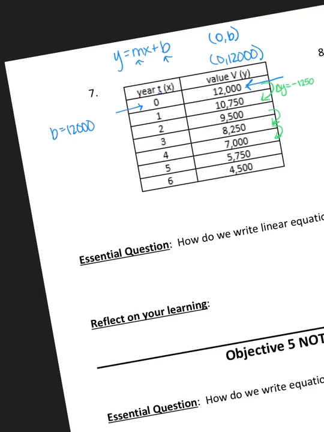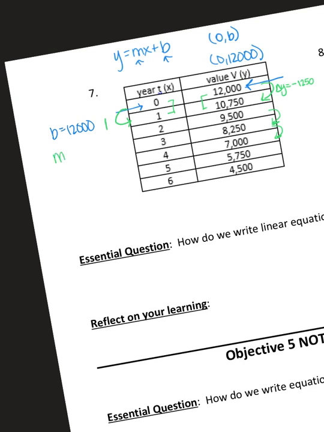So we want to know what the change in y is, and we're going to use those 2 points again to find the change in x. So the change in x is going from 0 to 1. So it's changing by a positive 1. So as the year increases, the value goes down by 1250.